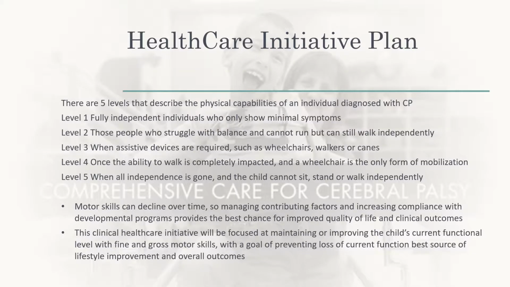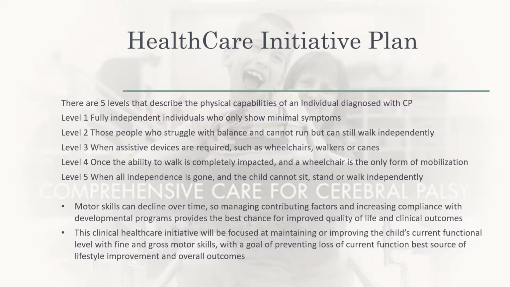So in attempting to create a healthcare initiative plan, it was important to identify that there are 5 levels that describe the physical capabilities of an individual diagnosed with CP. Fully independent individuals are a level 1 who only show minimal symptoms. Those people who struggle with balance and cannot run but can still walk independently are a level 2. When assistive devices are required, such as wheelchairs, walkers, or canes, then the child is diagnosed as a level 3. Once the ability to walk is completely impacted and a wheelchair is the only form of mobilization, the child is a level 4.